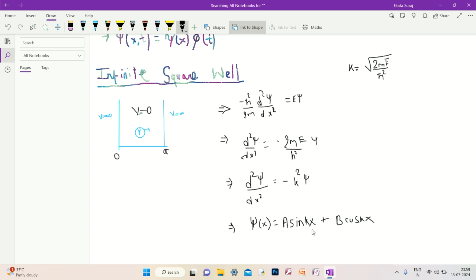In this video we have solved the infinite square well, and its solution is a sine kx plus b cos kx, but this is not the general solution. The general solution is a linear combination. We have to go deep into the infinite square well to understand this, so this demands another separate video.